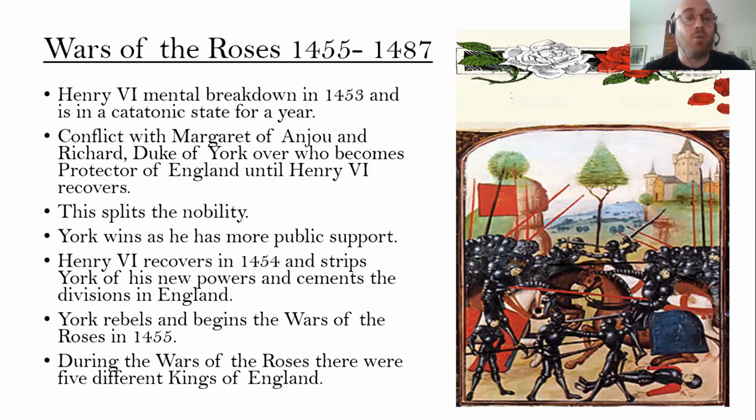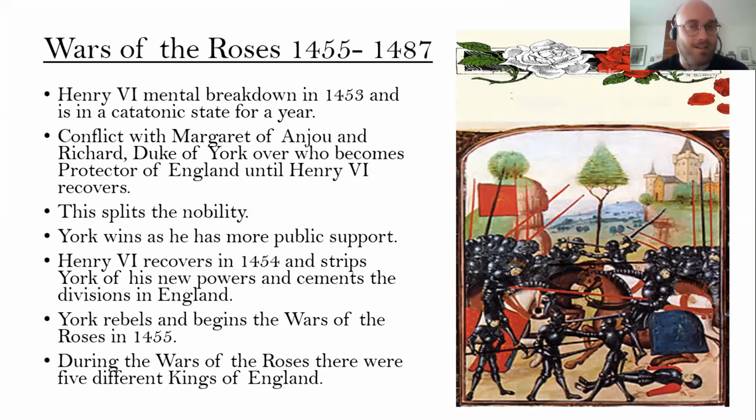Eventually, York wins more public support and becomes protector of England. And as soon as York becomes protector, Henry VI miraculously recovers in 1454, strips York of all of his powers, and this cements the divisions in England. And then because York has been stripped of his new powers, he rebels, and this is the start of the Wars of the Roses. And so I think there are so many parallels between the start of the War of the Five Kings and the power vacuum that's left behind from Robert Baratheon, and the power vacuum that's left when Henry VI is unable to govern at the start of the Wars of the Roses.